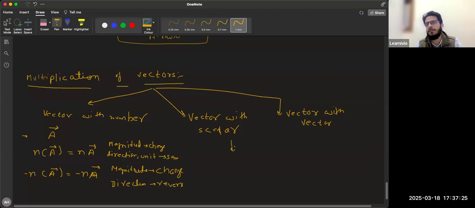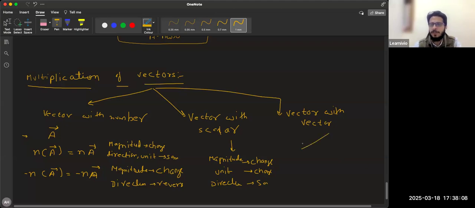If you multiply a vector with a scalar, then magnitude will change, unit will change, direction will remain the same. Say you are multiplying a mass with acceleration. Mass is a scalar quantity, acceleration is a vector. When you multiply mass and acceleration, the magnitude of acceleration is changing, its unit is changing, m into a has the units of force now, but the direction will remain the same.